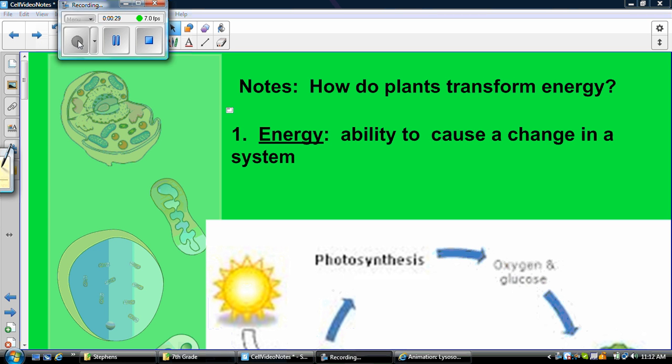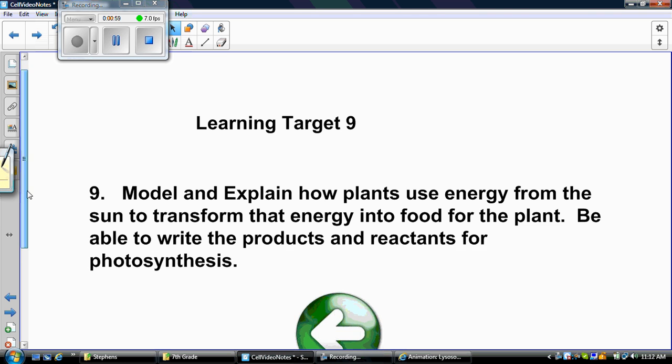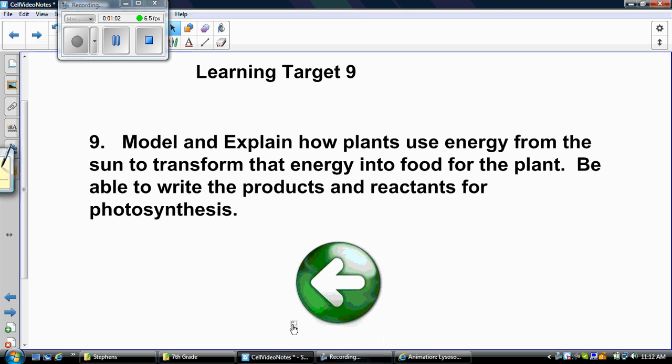Today we're going to talk about simply photosynthesis and plant cells. Our essential question for the day is, how do plants transform energy? That's going to fall with target 9, where after the notes and the practice, you'll be able to model and explain how plants use energy from the sun and transform that energy into food for the plant. You will also be able to write the chemical equation for photosynthesis, which includes the products and the reactants. So that's our learning target.